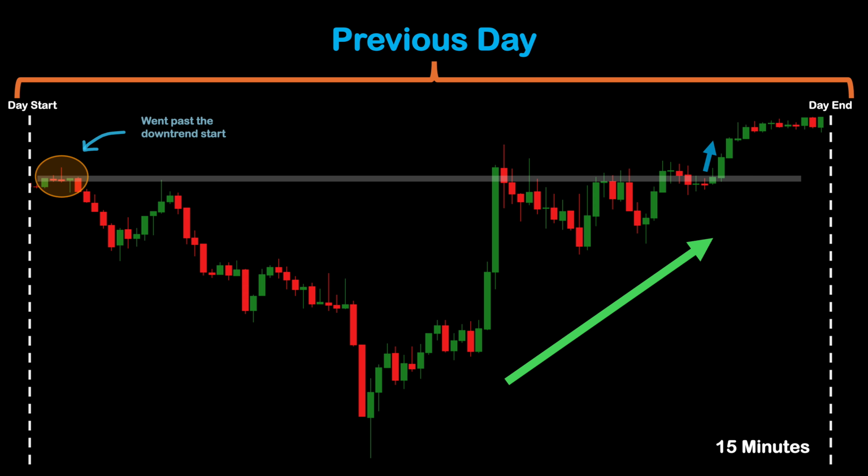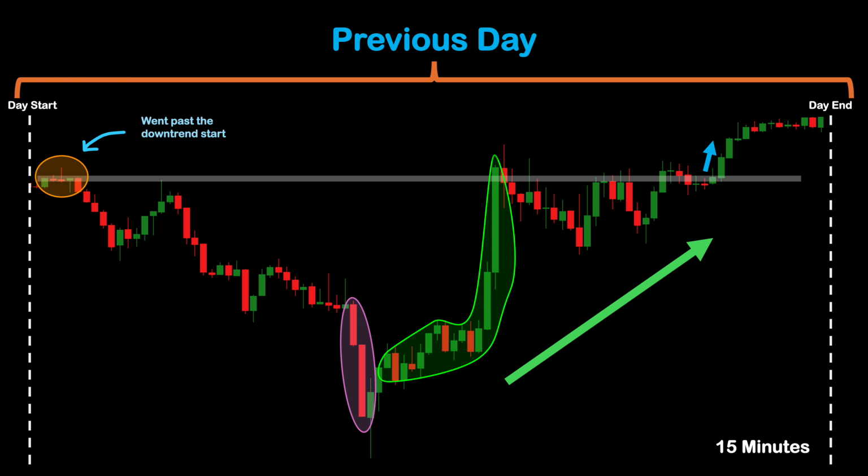And what's even better is that all these sellers that were selling hard on this downtrend ended up being trapped by these buyers, especially in this area. And another important thing to note is how strong the uptrend candles are going up. That means that the buyers are sure of the up direction. Now let me show you how to use this information to our advantage on the current trading day.